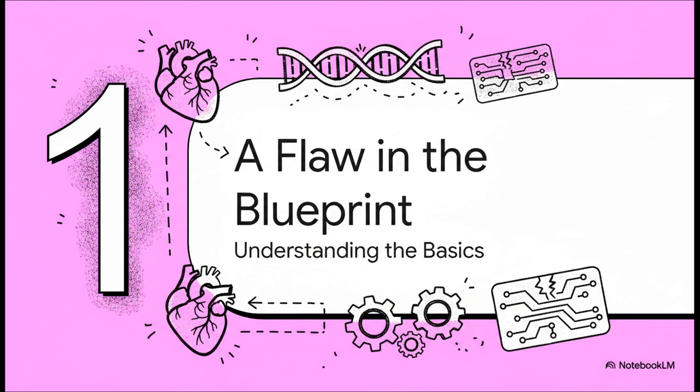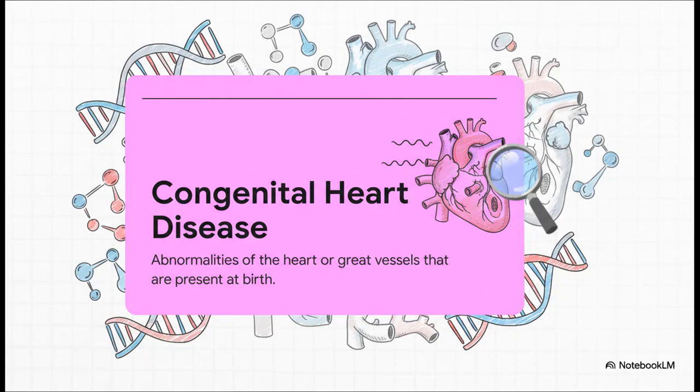Okay, first up, a flaw in the blueprint. Let's get right to the heart of it. What is congenital heart disease? So, congenital heart disease, or CHD, basically means there's an abnormality in the heart or the big blood vessels connected to it, and it's there right from birth. The key word here is congenital. It means you're born with it. We're talking about actual structural problems, like holes where there shouldn't be, valves that are too narrow, or arteries that are just in the wrong spot. It's not something you get later on.